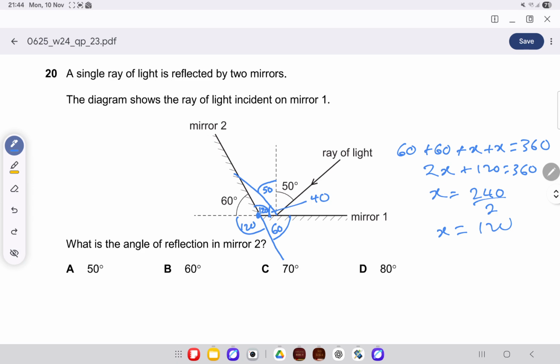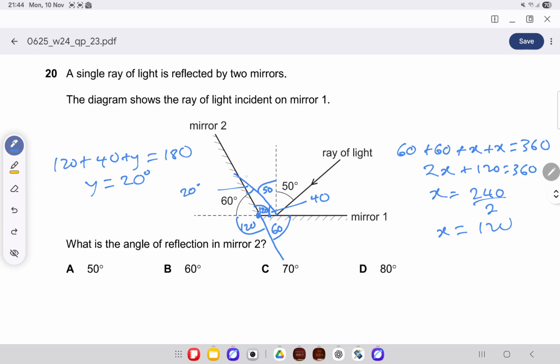If this is 40 and this is 120, then I can find the angle that will be here. The angles in a triangle must add up to 180. So if this is 120 and this is 40, that gives me 160. So I have 120 plus 40 plus what I'm looking for, let's say y, must be equal to 180. So therefore my y is equal to 20 degrees. Okay, so now I found this side to be 20 degrees.